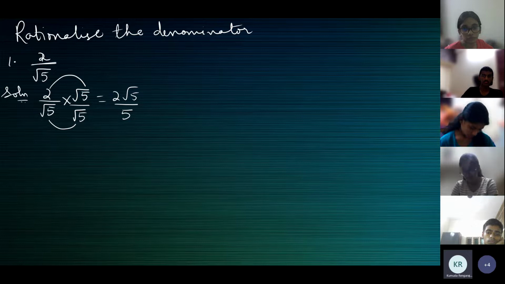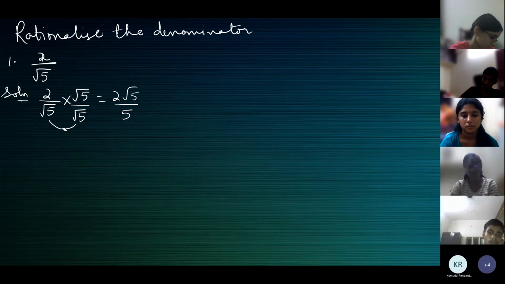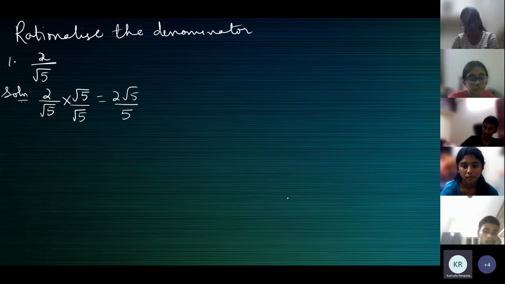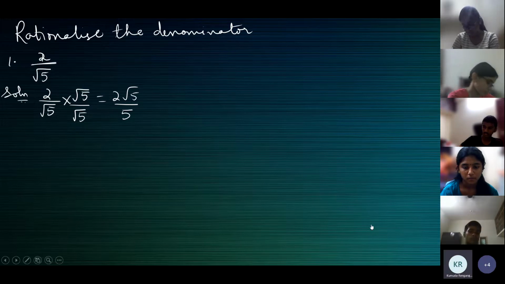All of you must tell me if you understood the first one. You don't have to put all this, children. I'm just showing you that you're multiplying the numerators and denominators. Understood, ma'am. Yes, ma'am. Understood.